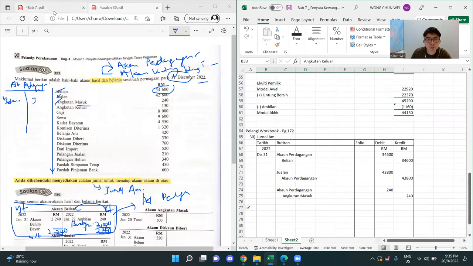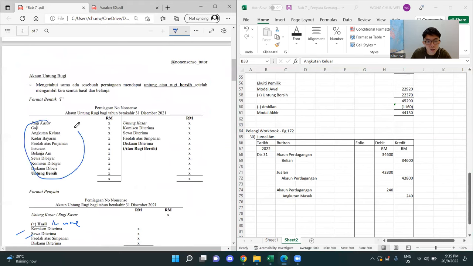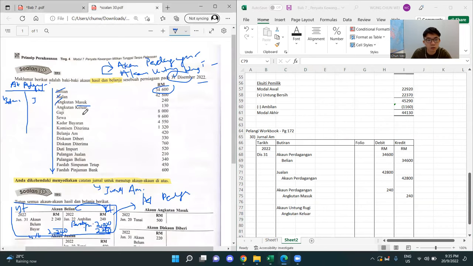So the belanja in your bentuk key, if you still remember for your account untung rugi, is on the debit side. Alright, you can see your angkutan keluar is on the debit side. Maksudnya, I have to debit my account untung rugi. And then only credit my angkutan keluar. How much is my angkutan keluar? 130.